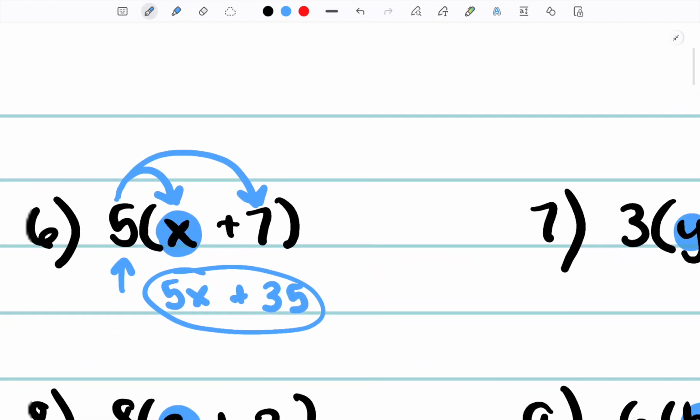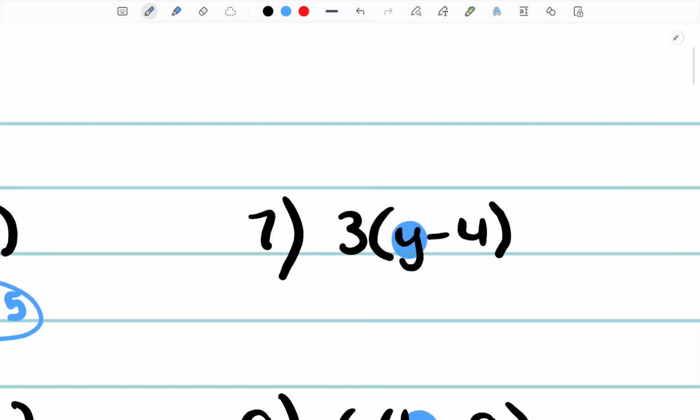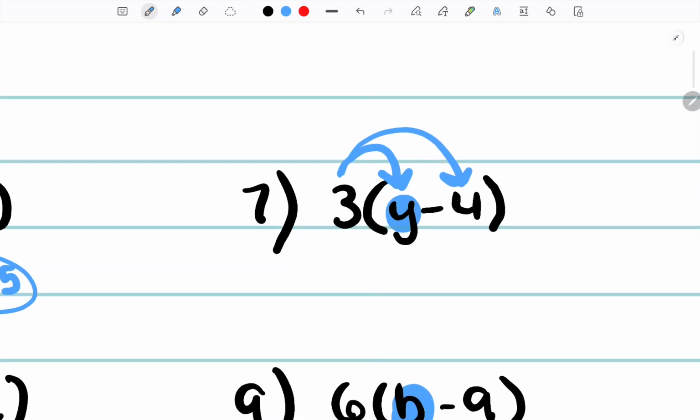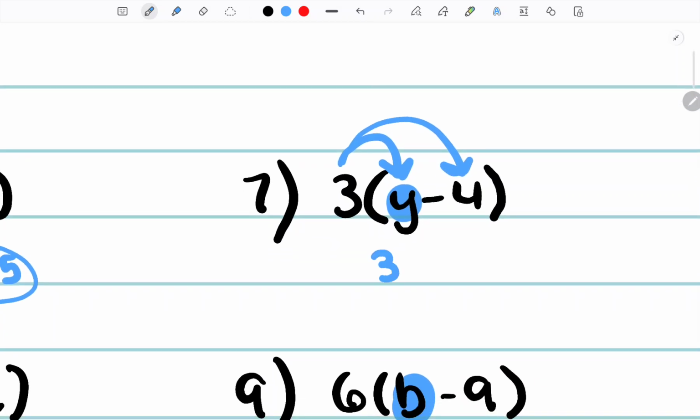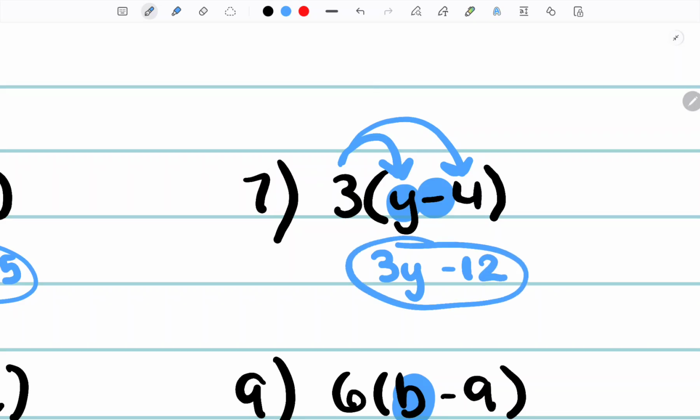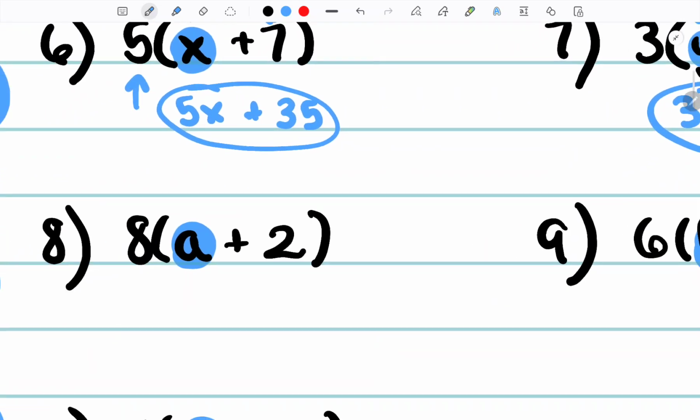Next one, number 7. Okay, this time we have the variable y. The variable does not matter. What matters is how you use the variable. So here 3 is our fishing rod, and we're going to fish for the fish. And 3 times y is 3y. And 3 times -4 would be -12. And that's all we can do for this expression.